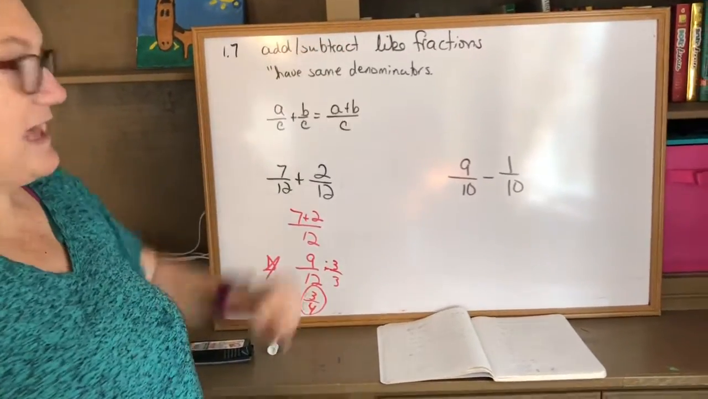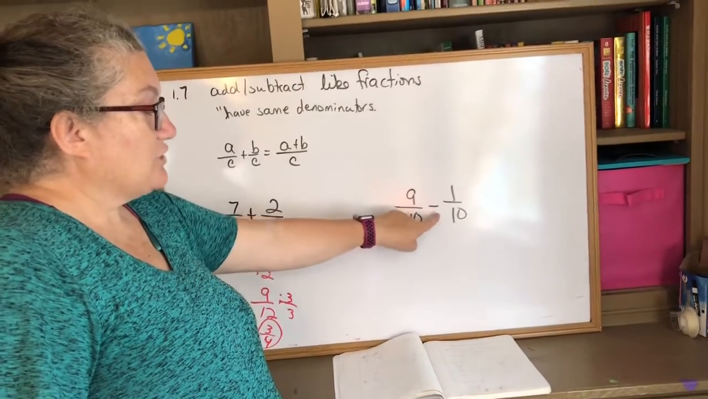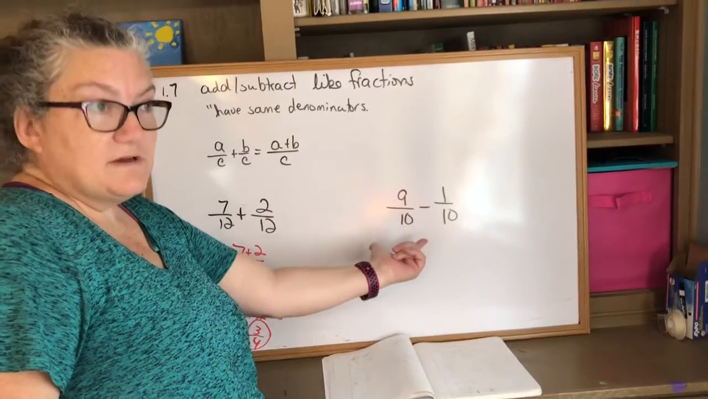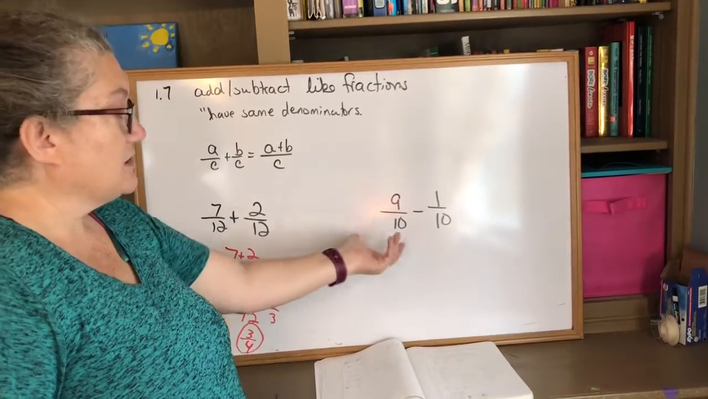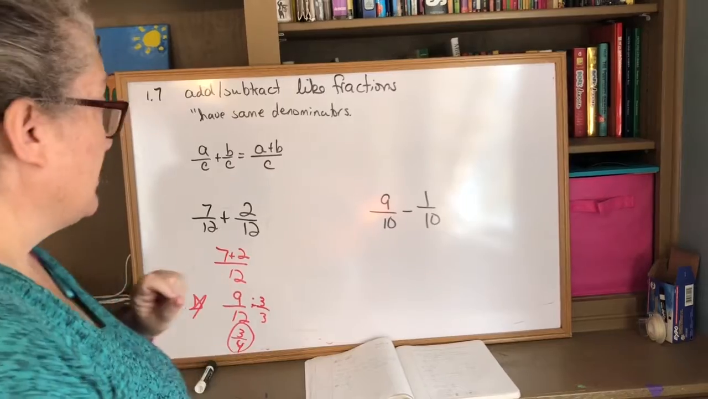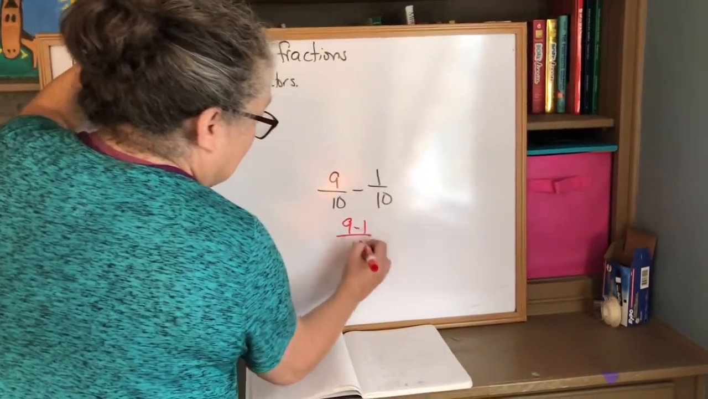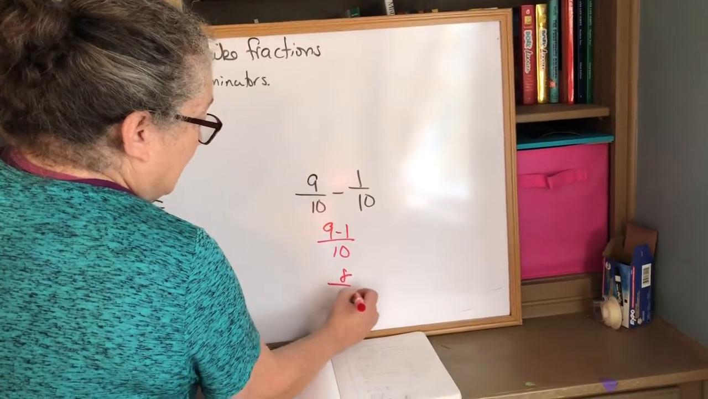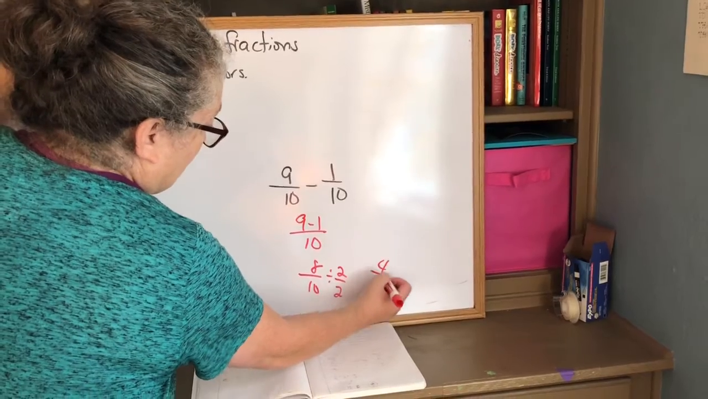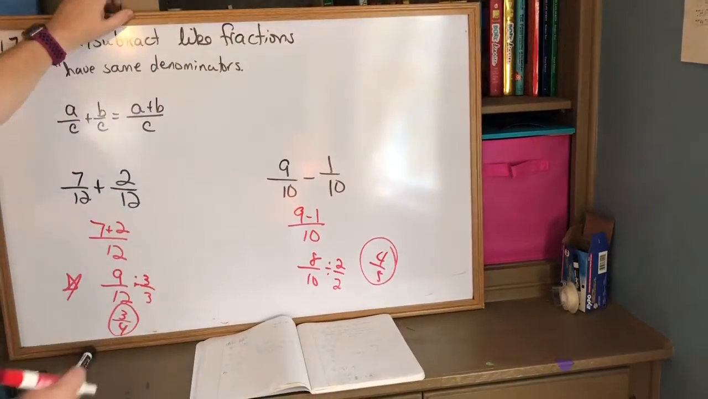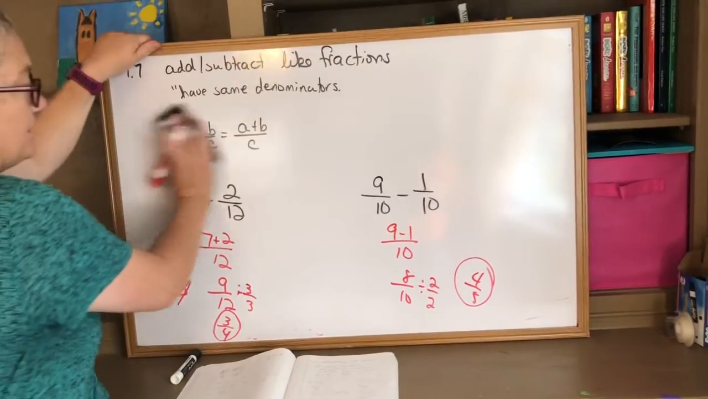Now this, I said, was adding and subtracting like fractions. So over here we have a subtraction problem. We're subtracting fractions. What must you have to add or subtract fractions? Like denominators, common denominators. We use those words interchangeably. So that means that we can take this and go 9 minus 1 over 10 would be 8 over 10, which we must simplify, divide out that 2, and we would get 4/5, and that would be the answer we're looking for. Now let me erase my board, and we'll get another example or two up here.